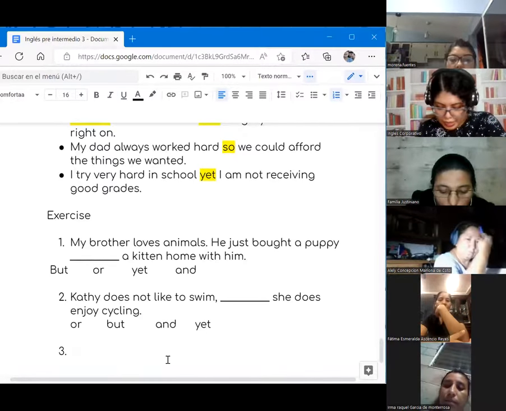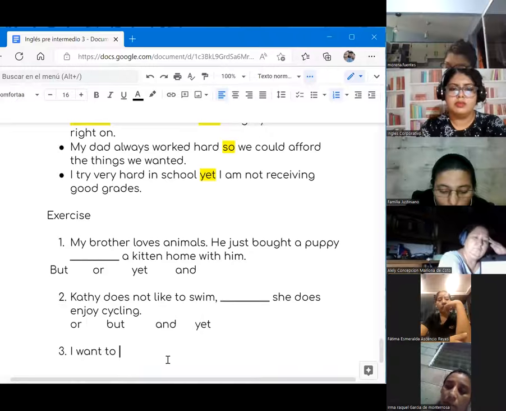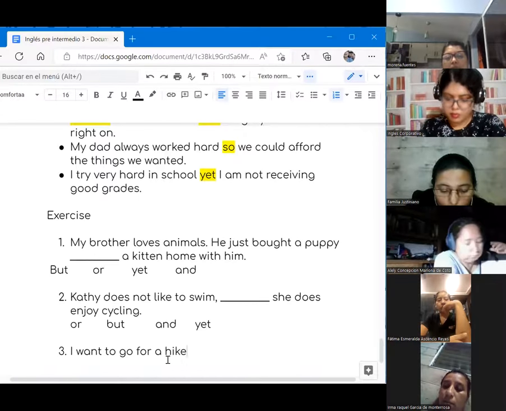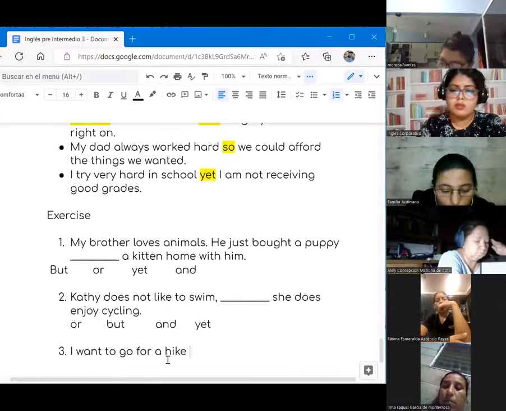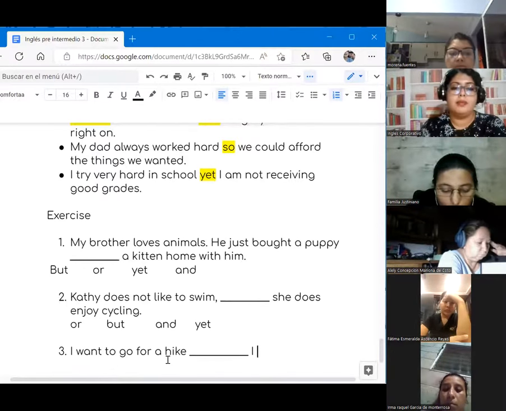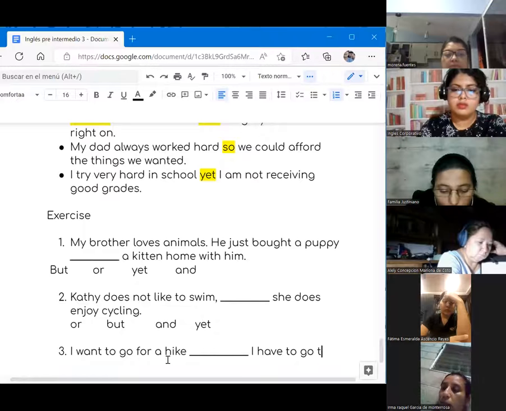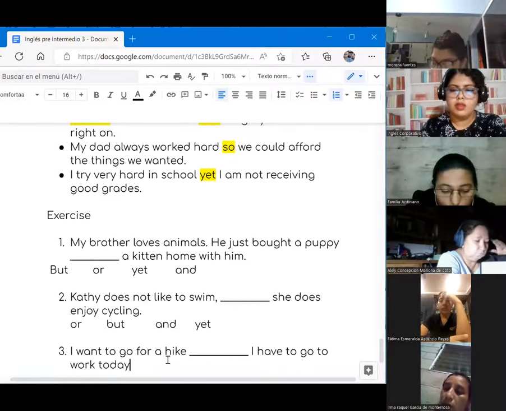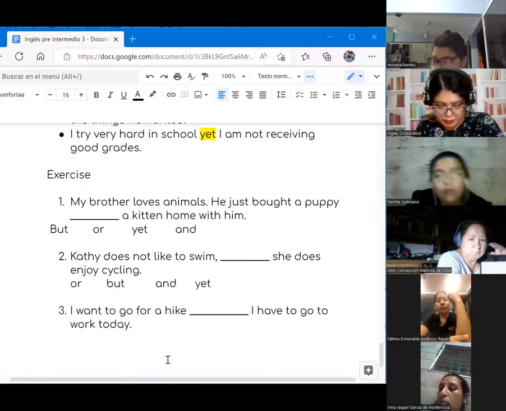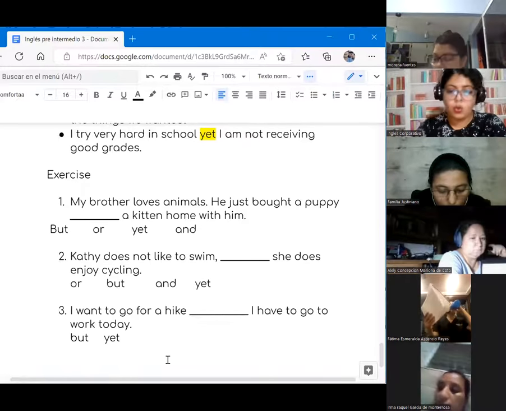I want to go for a hike. I have to go to work today. Options: but, yet, or, and, for.